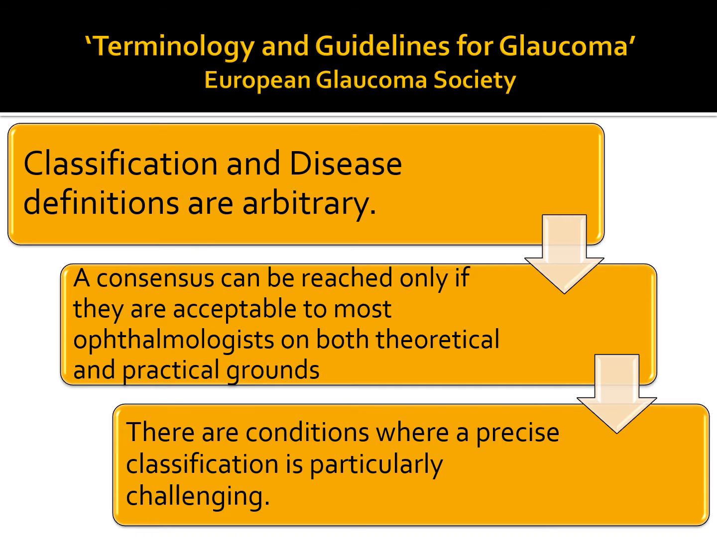The European Glaucoma Society does stress that classification and disease definitions are arbitrary. So you don't always have to agree with them. And quite frankly, they often get upgraded and changed anyway. They state that a consensus can only be reached if it's acceptable to most ophthalmologists on both theoretical and practical grounds. And they do go on and say there are conditions where a precise classification is particularly challenging. Now, the example they use is with juvenile type glaucomas, which apparently are very difficult to classify sometimes.